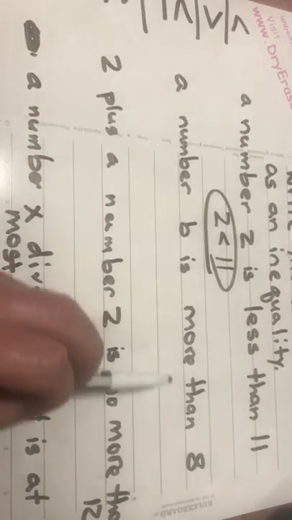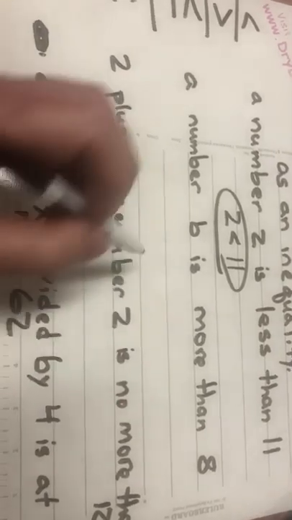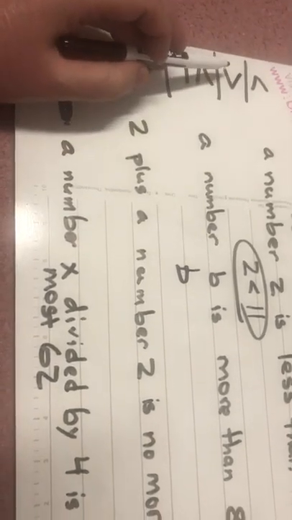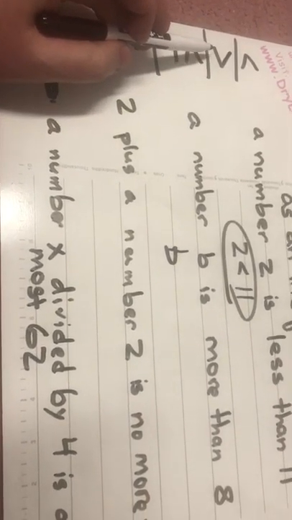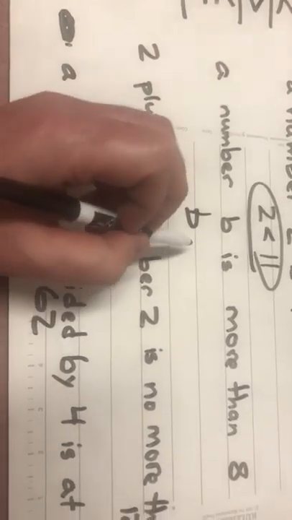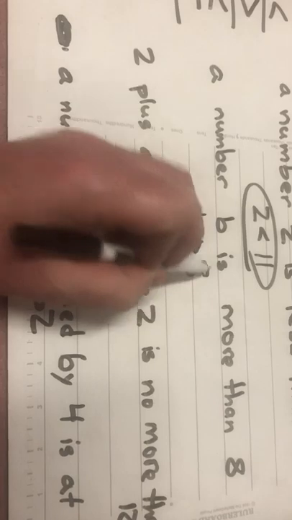Not hard. The second one says a number b is more than 8, so more than. We're going to start with b. That's our inequality for more than. We often refer to it as greater than, but more than and greater than mean the same thing. So b is more than 8.